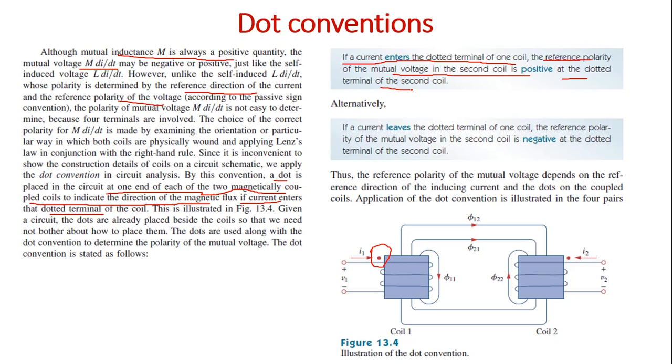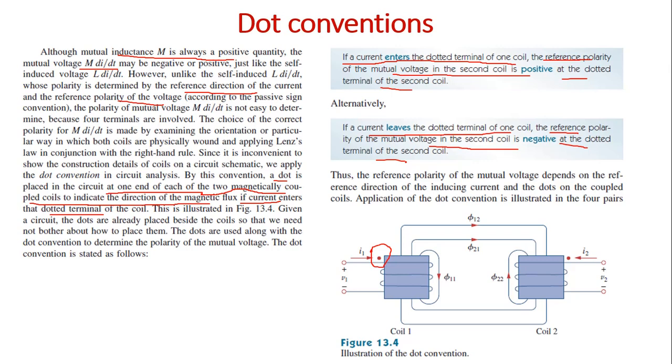In coil 1, if current enters the dotted terminal, wherever the dot is placed, then in coil 2, wherever the dot is placed, that terminal will be positive. This is rule 1. Okay. Alternatively, we can say it like this also. If current leaves the dotted terminal of one coil, the reference polarity of the mutual voltage in the second coil is negative at the dotted terminal of the second coil.